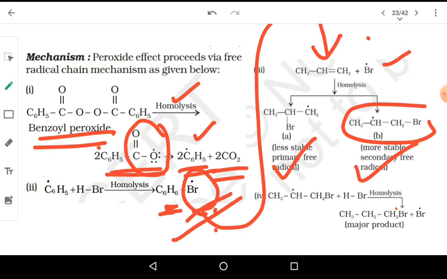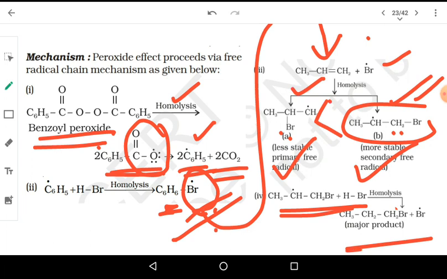So now we are getting two products here, and here one is a secondary free radical and another is a primary free radical. And since secondary is more stable than primary, we are going to react that particular free radical with another molecule of HBr to give us CH3CH2CH2Br. That is the final product.